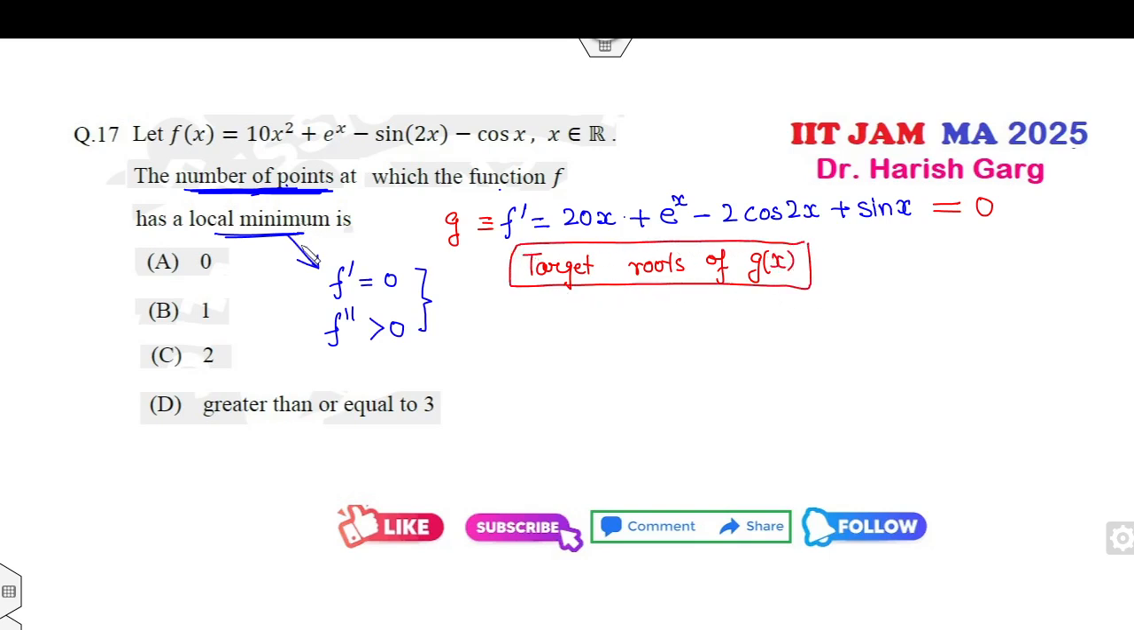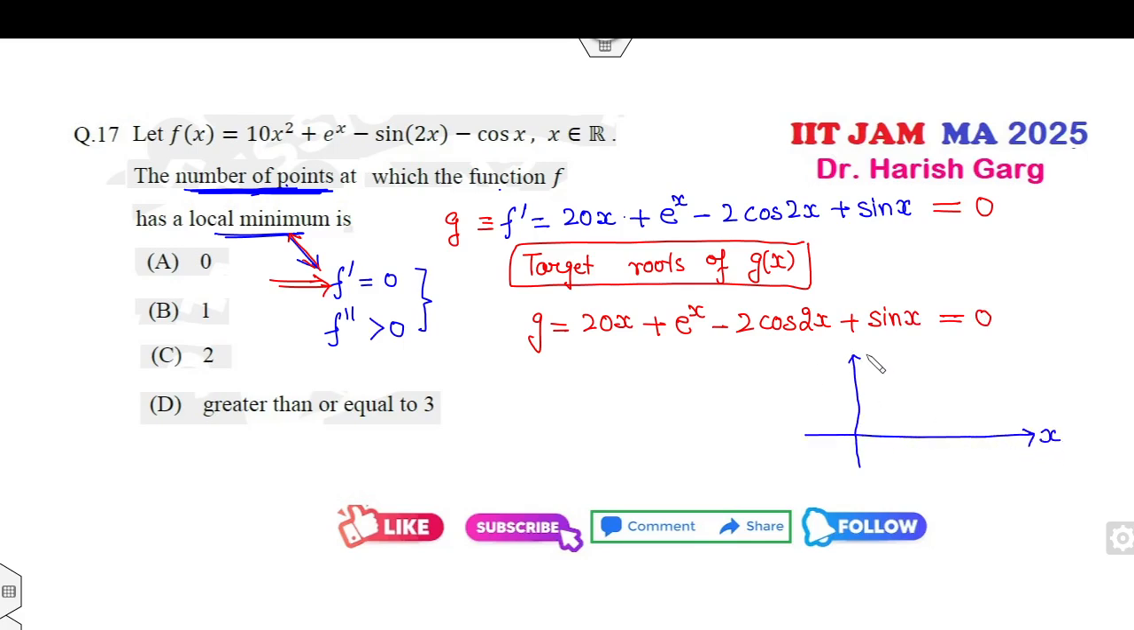ये नहीं पूछा कि उसकी मैक्सिमम वैल्यू कितनी है, आपसे पूछा सिर्फ वो पॉइंट बताइए जिसपे लोकल मैक्सिमम या मिनिमम होगा. तो किस पॉइंट पे मिनिमम होगा? जिसपे एफ डैश की वैल्यू जीरो आएगी. मतलब अगर मैं इस g को ये लिख रहा हूं 20x प्लस e की पावर x माइनस 2 cos ऑफ 2x प्लस sin x, सिर्फ हमें ये देखना है ये वैल्यू जीरो किन किन पॉइंट्स पे होगी. तो काफी सिंपल है. If you look at this graph, x और y और g.